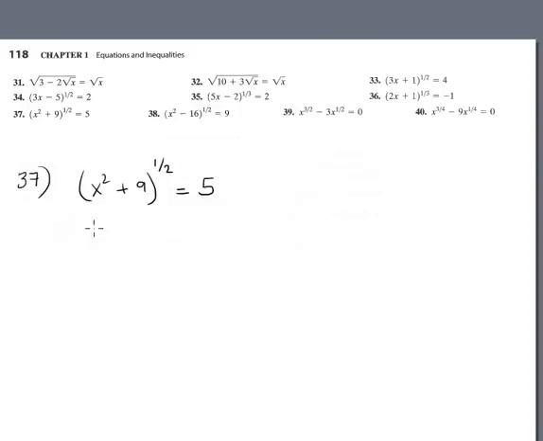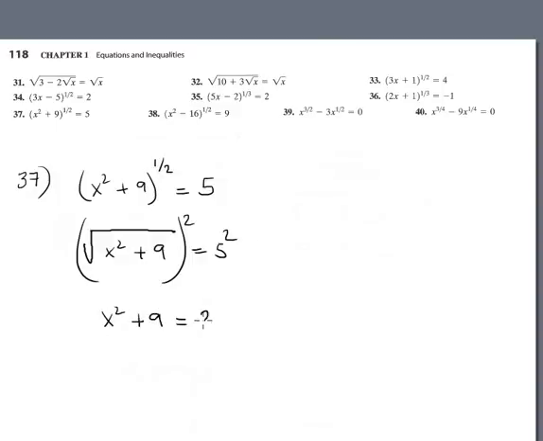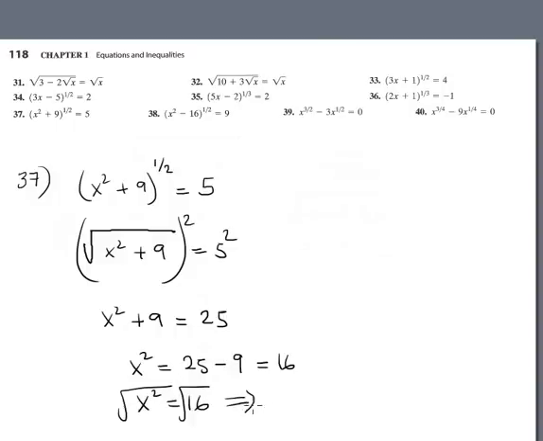Okay, 37 again is using fraction exponent, but I write using radical notation. This is square root of x squared plus 9 equals 5. Square both sides. X squared plus 9 equals 25. X squared is equal to 25 minus 9, which is 16. So far we have x squared equals 16 as a quadratic equation. I solve it by the square root principle. X is equal to plus or minus 4.